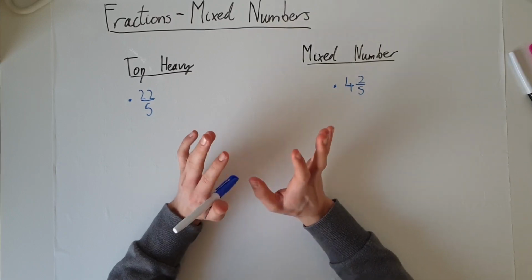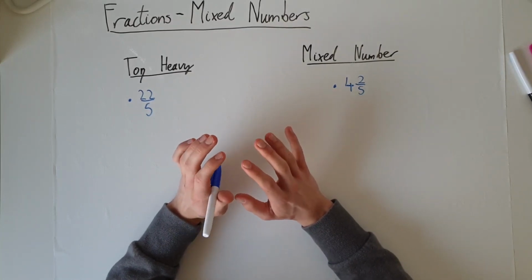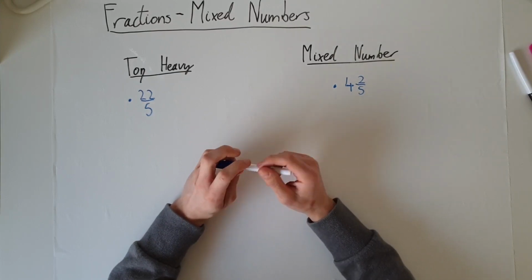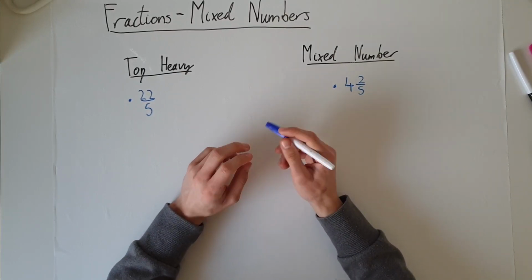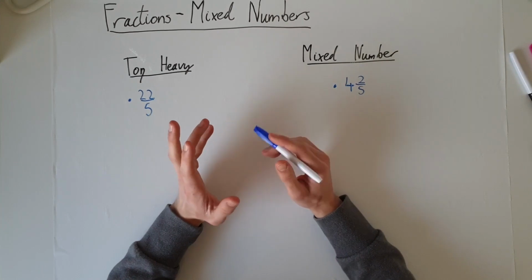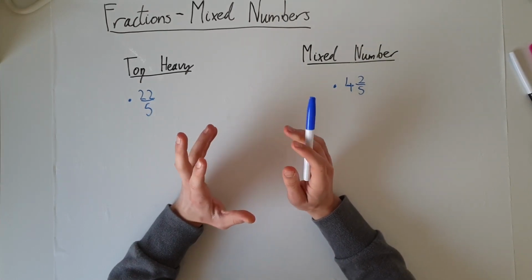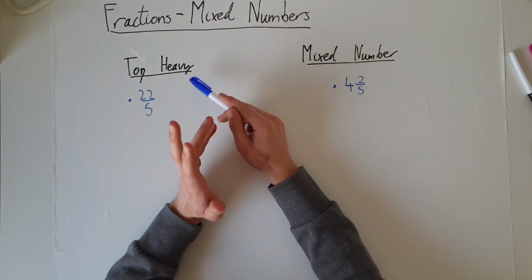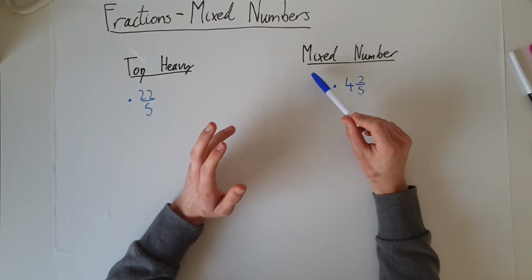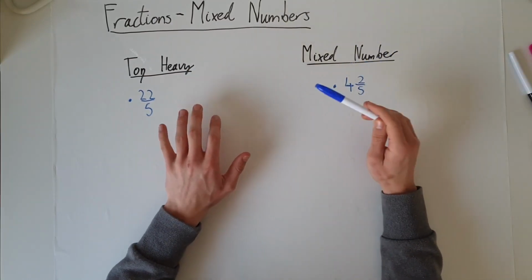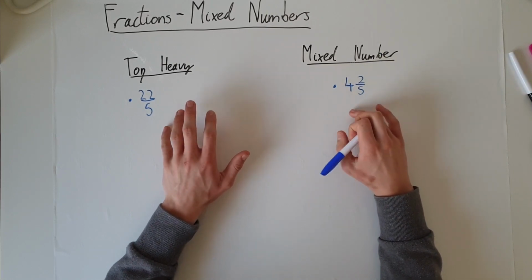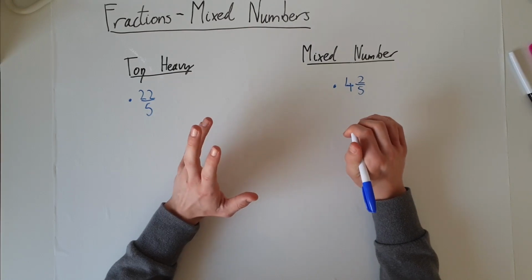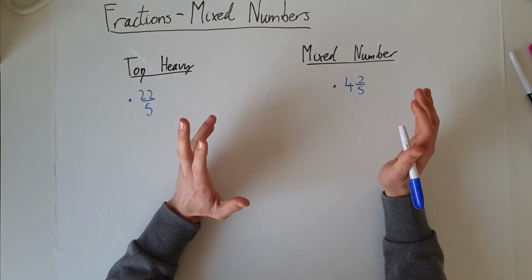So we're just first going to start off with a quick reminder of the two ways we can represent a fraction when the numerator, the top number, is greater than the denominator, which is the bottom number. And these two ways are, we can write it as a top heavy fraction, or we can write it as a mixed number. Now, these both mean the same thing. They equal each other. They're the same value, just written in different ways.